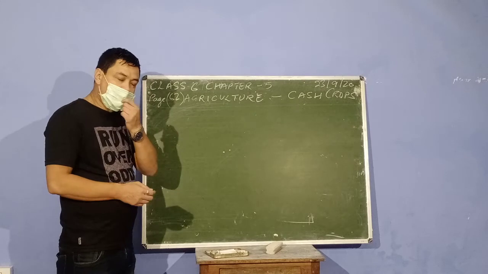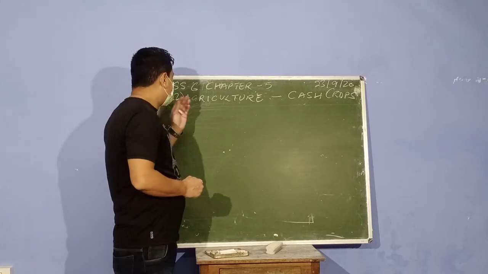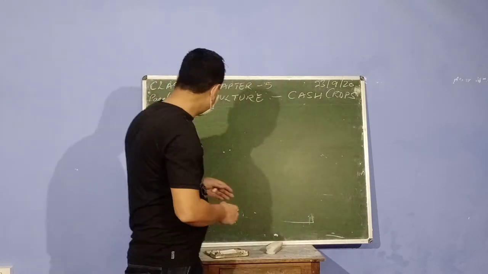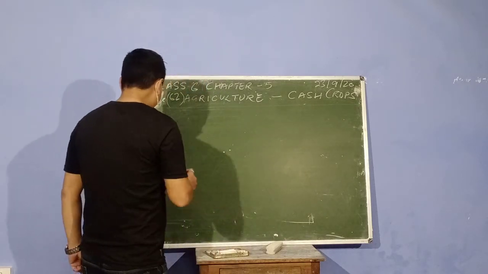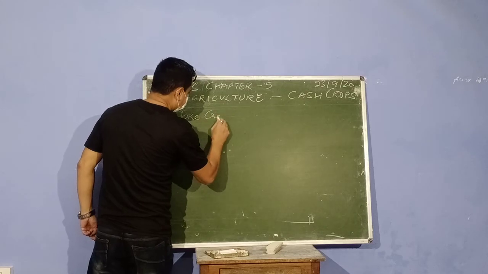Today we are going to continue with class 6, chapter 5, agriculture, food crops and cash crops. You can refer to page number 62. Today we are going to start with fibre crops. F-I-B-R-E, fibre crops.